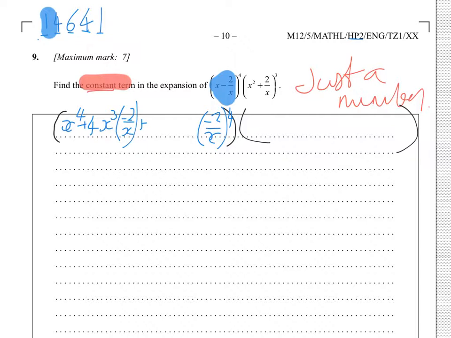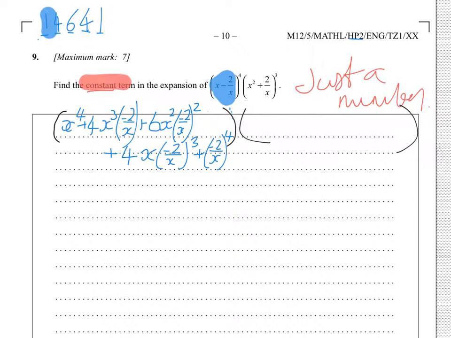Next bit is going to be 6 x squared times minus 2 over x, also squared. Next one is going to be 4 x times minus 2 over x cubed. And the last one is going to be minus 2 over x to the 4. I already said that. Just erased it because I ran out of space.